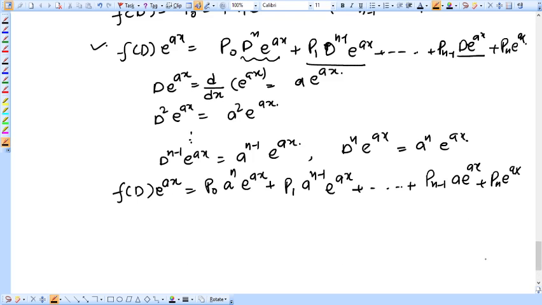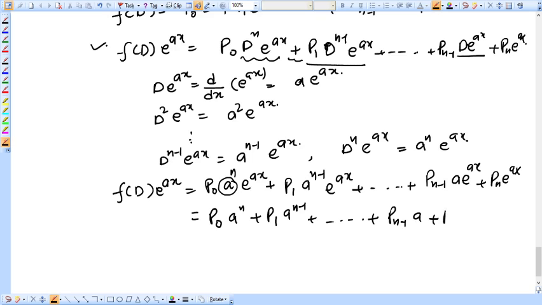Now, as you see, nothing has been changed except D has been replaced by a. Okay, rest of the equation is same. So if you take exponential ax common, you will be having this plus p n minus 1 a plus p n. Okay, and outside the bracket exponential ax.